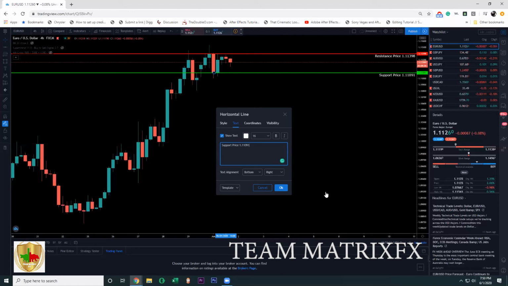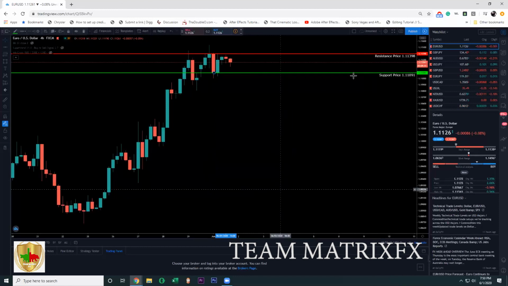All right, and then my support price would be 1.11091. And if you're curious where I'm getting these numbers from, it's exactly where this red line is at, and then this number that's right here. Exactly where this green line is at for the support, and where this little green bar is at. That's the number I'm putting in there. That number is 1.11091. That's my support price. We hit OK.